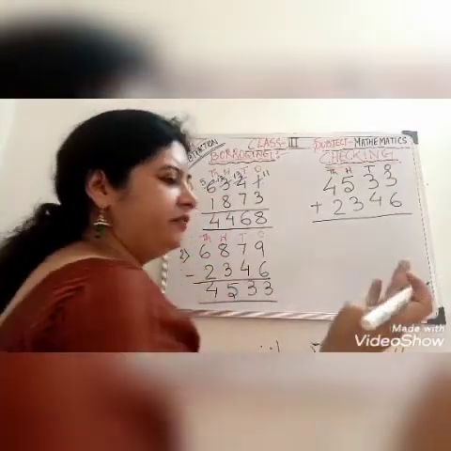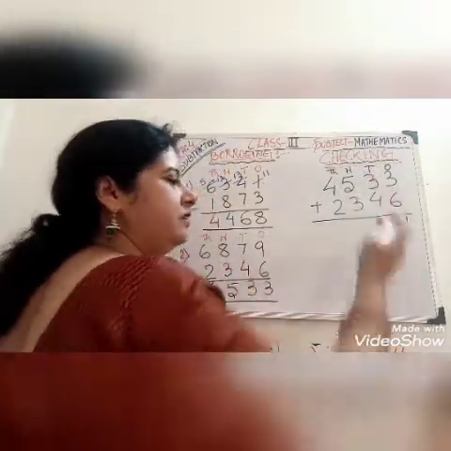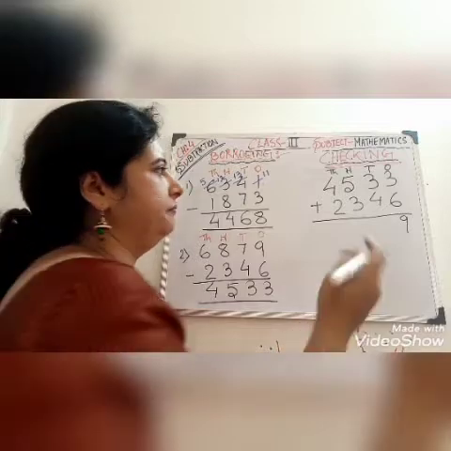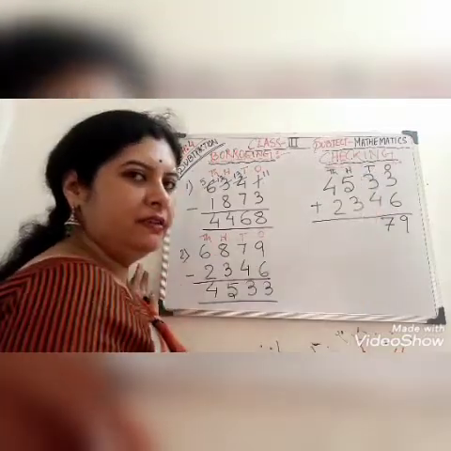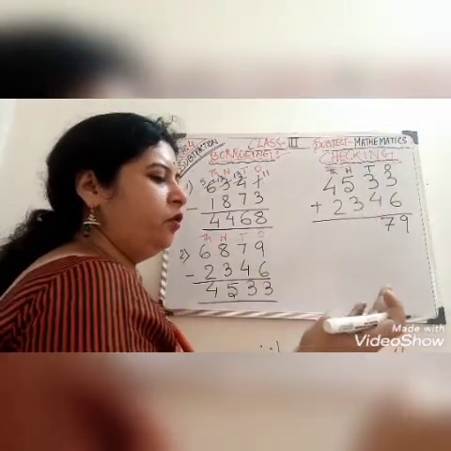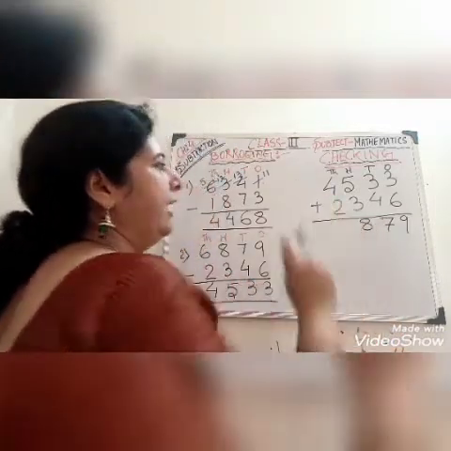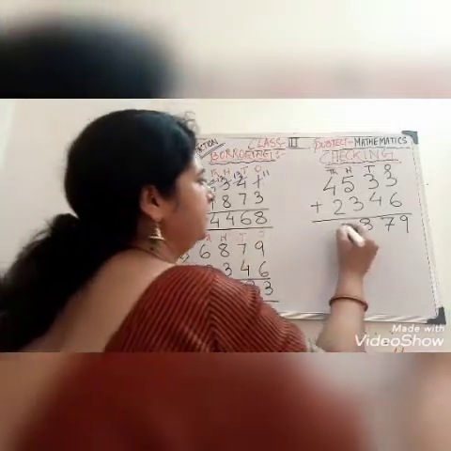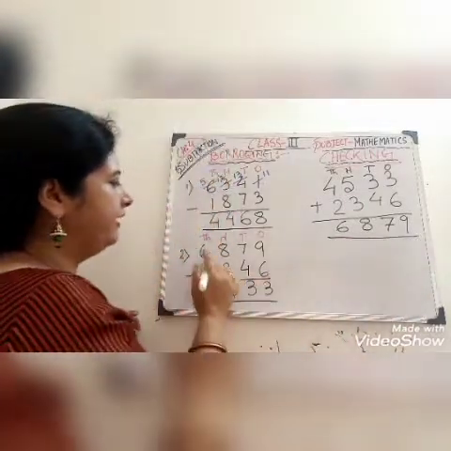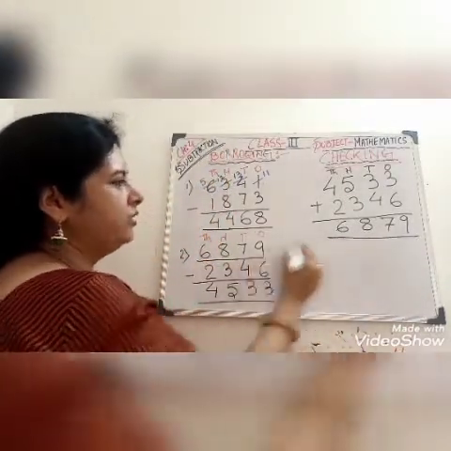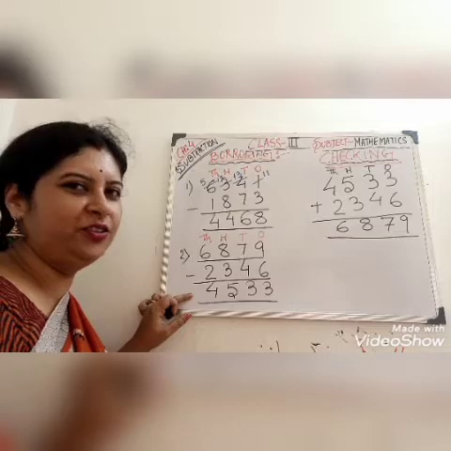6 plus 3, after 6, 7, 8, 9. 4 plus 3, after 4, 5, 6, 7. 3 plus 5, after 3, 4, 5, 6, 7, 8. And 2 plus 4, it means 6. Now check it yourself, children, that in both cases our minuend is the same. It means our difference is also right.